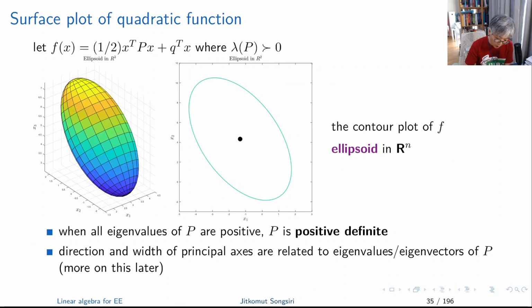We can characterize the ellipsoid by looking at its principal axis, right? The direction of this axis and the width of this axis. We have a video after this that will relate it to the eigenvalues and eigenvectors of P. Okay.